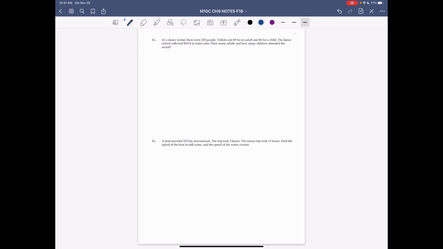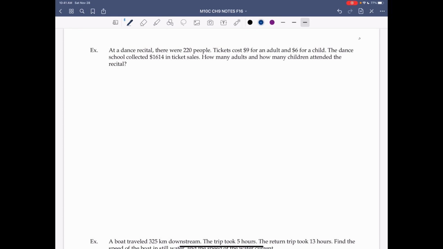At a dance recital, there were 220 people. Tickets cost $9 for an adult and $6 for a child. The dance school collected $1,614 in ticket sales. How many adults and how many children attended the recital?